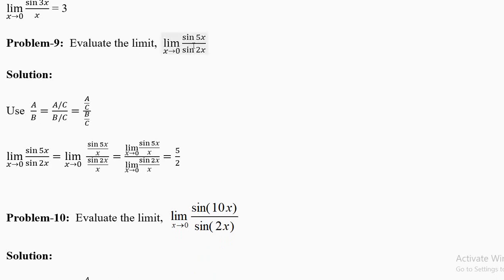Now evaluate the limit of sine 5x by sine 2x. Now if you put x equal to 0, you will get 0 by 0. Sine 0 is 0, sine 0 is 0. 5 into 0 is 0, 2 into 0 is 0. So this is a 0 by 0 limit. What you do is, you have to relate it to the formula on the first page.